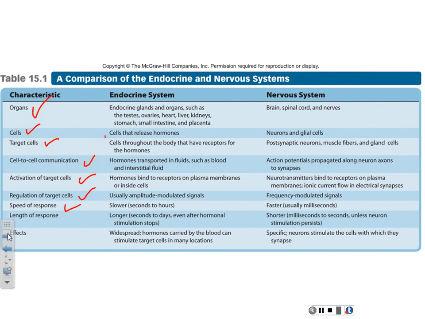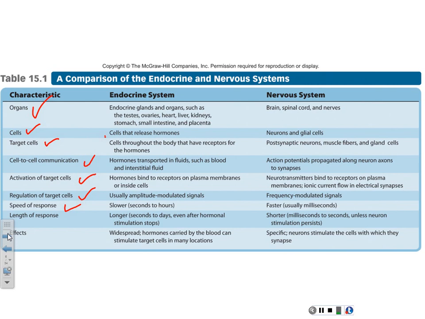Speed of response with the endocrine system, especially when we talk about the steroid hormones, which are fat soluble and influence protein synthesis. They are slower because you've got to make the protein, and then the protein will do the effect of the hormone. They're much slower. Whereas the nervous system, how fast is the nervous system? Like lightning fast. Right now, if I'm walking barefooted and I step on a tack, I'll feel it almost instantaneously.